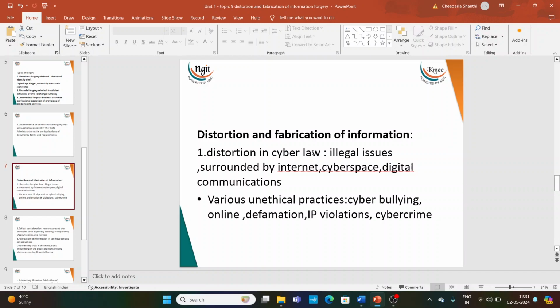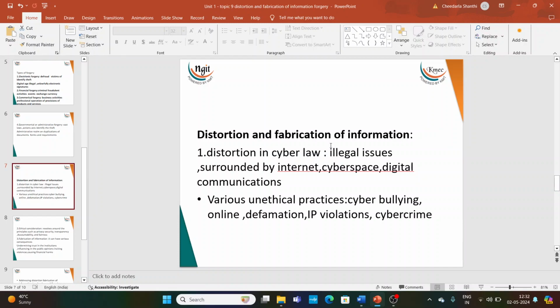Distortion is to avoid any misleading. You take important data from reliable sources, and you have to verify whether it meets the objective successfully or not. That comes under distortion. It involves ethical consideration and manipulation of information within the realm of cyber laws. So the first point is distortion in cyber law.